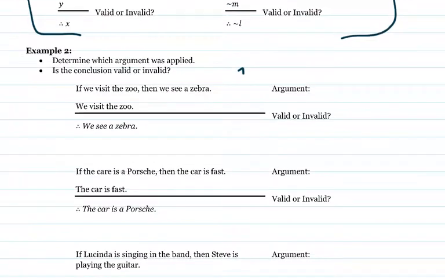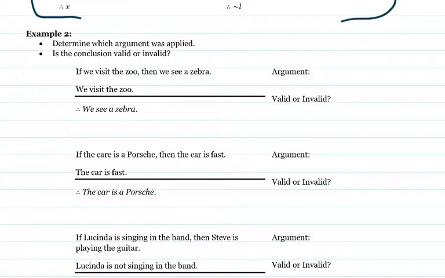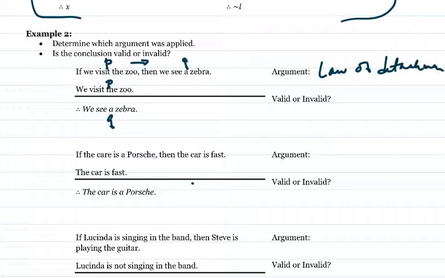So example 2, now it's looking at these in terms of words, and we can apply the same principle. We can also label these as P and Q, make sure each part of the statement is P or Q, and then figure out which one it matches with. So if we visit the zoo, that's going to be our P. Then we see a zebra, that's our Q. We visit the zoo, so we're given P, and our conclusion is Q. That argument is our law of detachment, and it is valid.